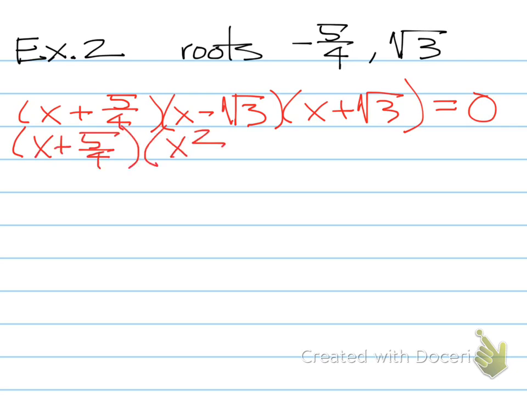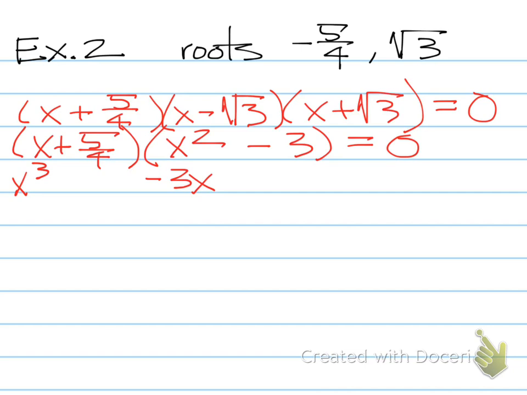X times x is x squared, and then the inner and outer terms are going to cancel. Negative root 3x plus root 3x is just going to give us 0. And then negative root 3 times root 3 is -3. Distribute the x and the 5/4. X times x squared is x cubed. X times -3 is -3x. And notice I left a little space there because there's no x squared term whenever I distributed the x.